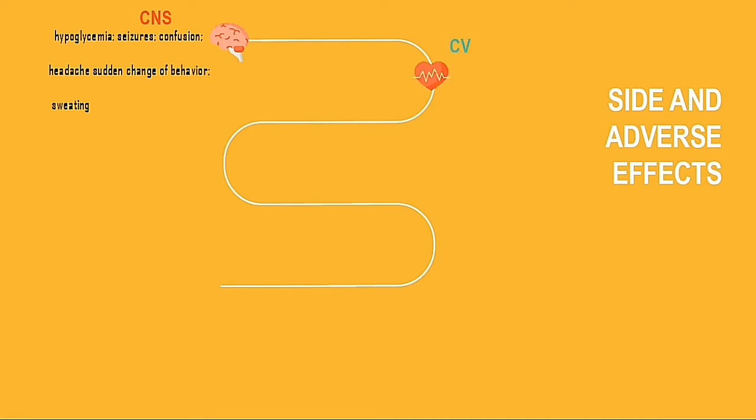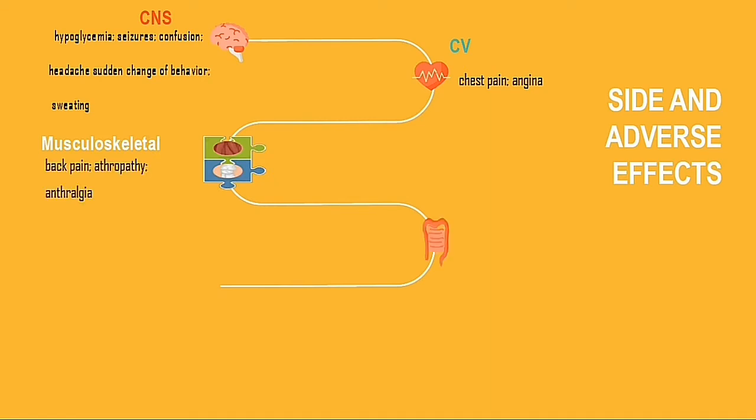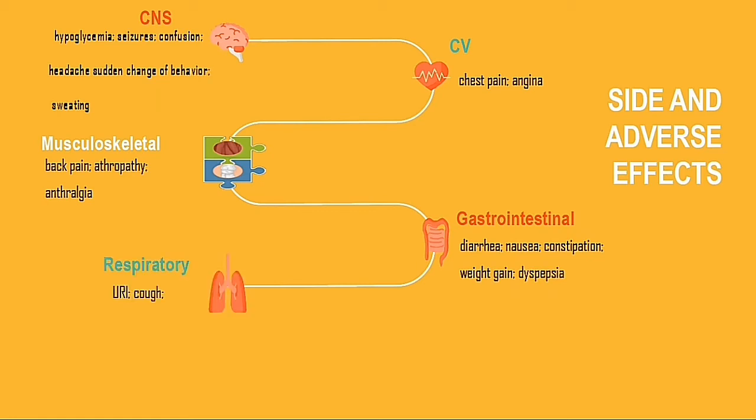Side and adverse effects. For CNS, I can cause hypoglycemia, seizures, confusion, headache, and sudden change of behavior. For cardiovascular system, I can cause chest pain and angina. For musculoskeletal, I can cause back pain, arthropathy, arthralgia, and for gastrointestinal, I can cause diarrhea, nausea, constipation, weight gain, and dyspepsia. For respiratory, I can cause URI, cough, bronchitis.